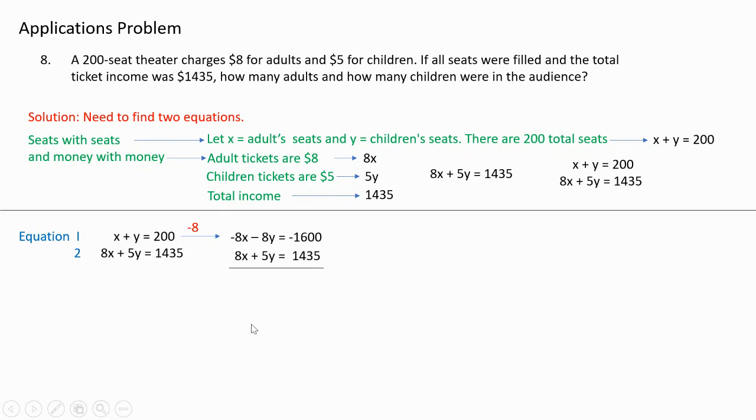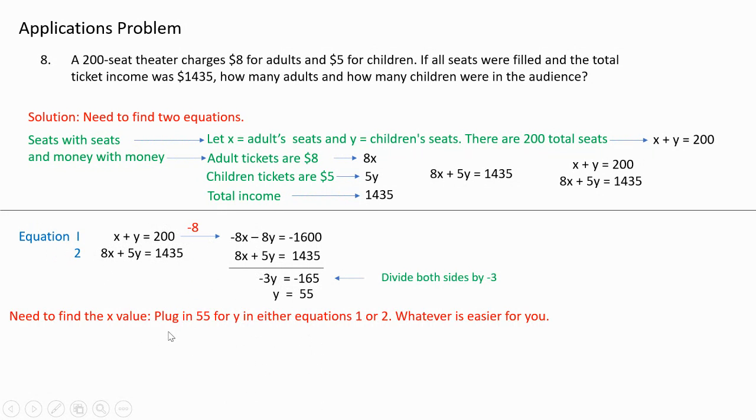And then we add them. So these will be eliminated. So we get negative 3y equals negative 165. We divide both sides by negative 3, and that's my answer. So if I divide negative 165 by negative 3, it will give me 55. Now, I need to find the x value. So I'm going to plug in 55 for y in either 1 or 2. What's easier? In my opinion, 1 is easier because it'll be less work.